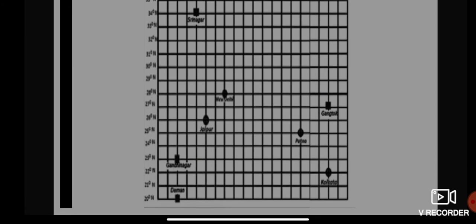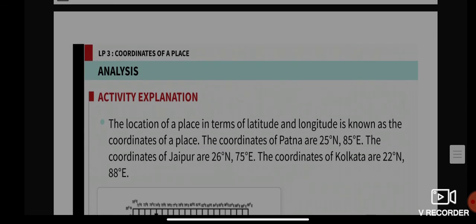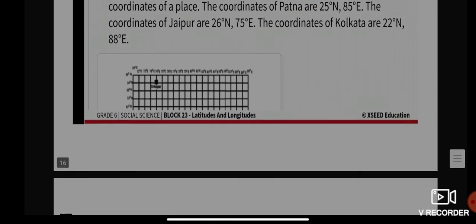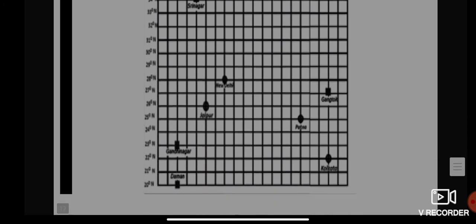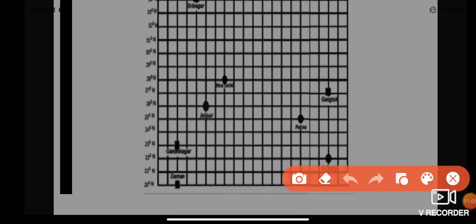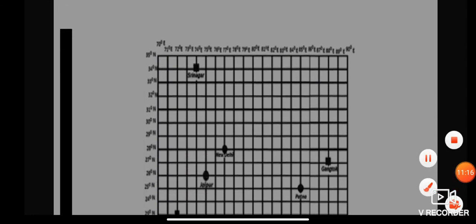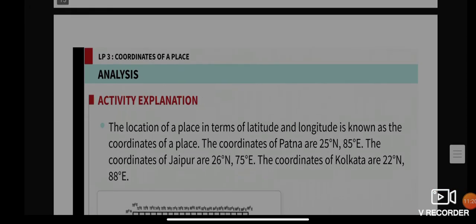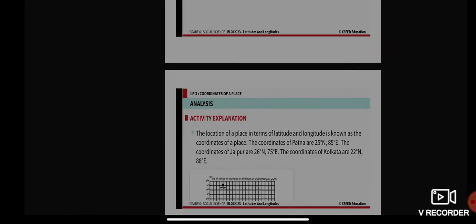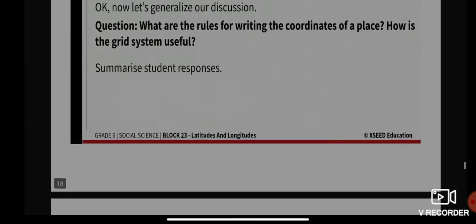If you find from here, every answer is given here. So the coordinates of Patna are 25° and 85°. That is how you are supposed to find latitude and longitude. I hope you already know now.